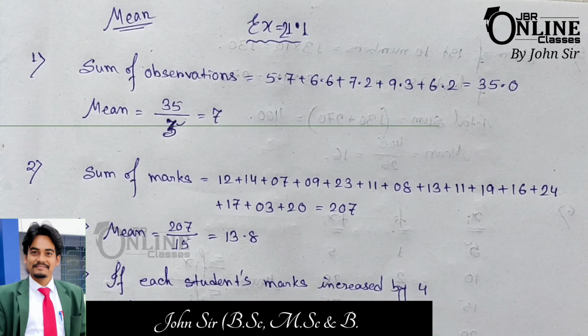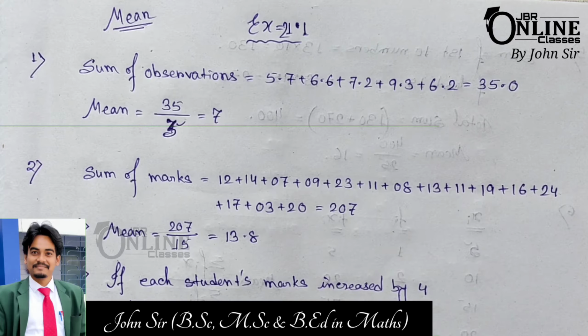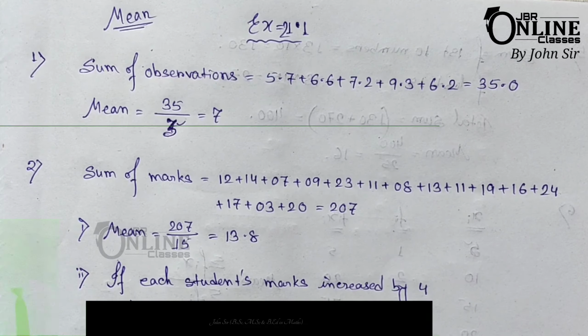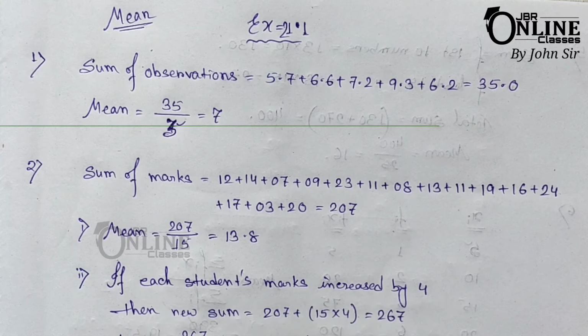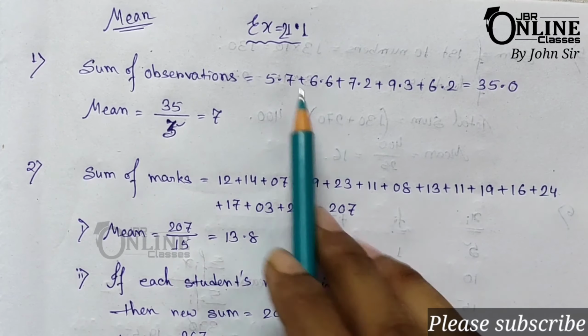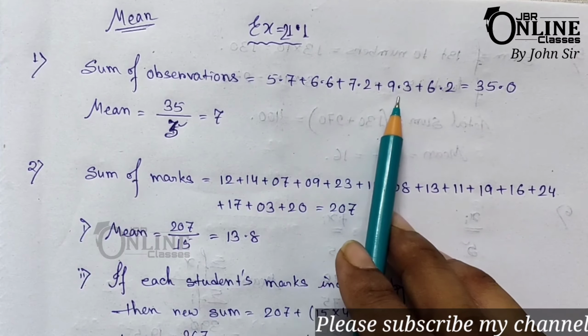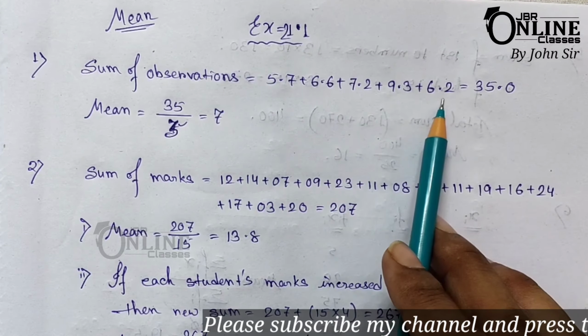Now today I am going to start exercise 21.1. In this chapter we are going to find out the mean of the following data. So here the first problem, calculate the arithmetic mean of 5.7, 6.6, 7.2, 9.3 plus 6.2.